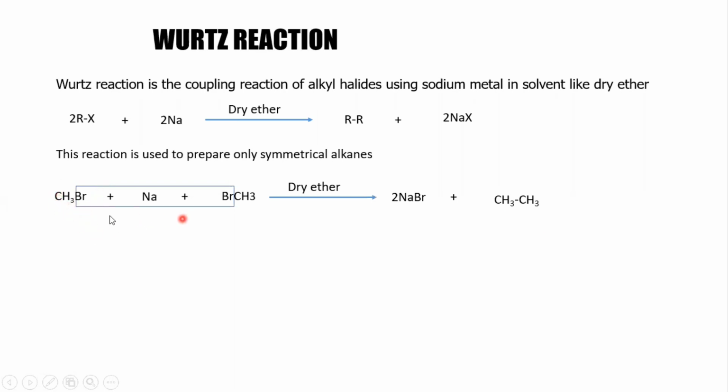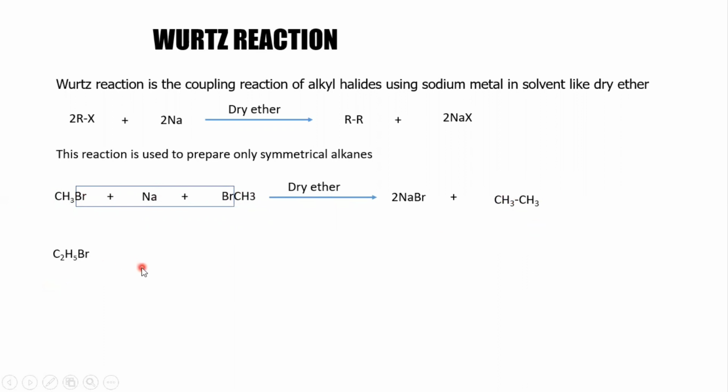In order to predict the product in an easy way, we have to write one of the alkyl halides as shown here and the other alkyl halide, BrCH3, as shown here, and then remove the sodium bromide, and keep a bond between this CH3 and this CH3. Then we get the product.